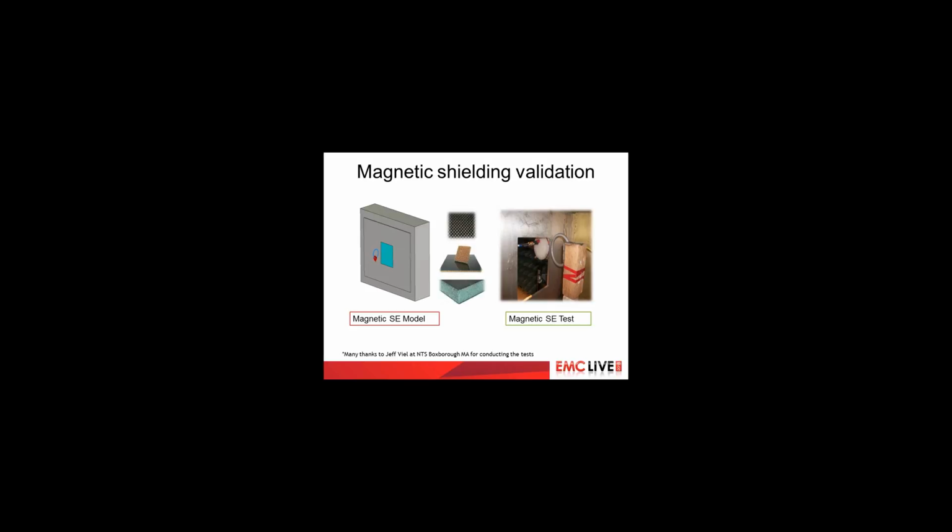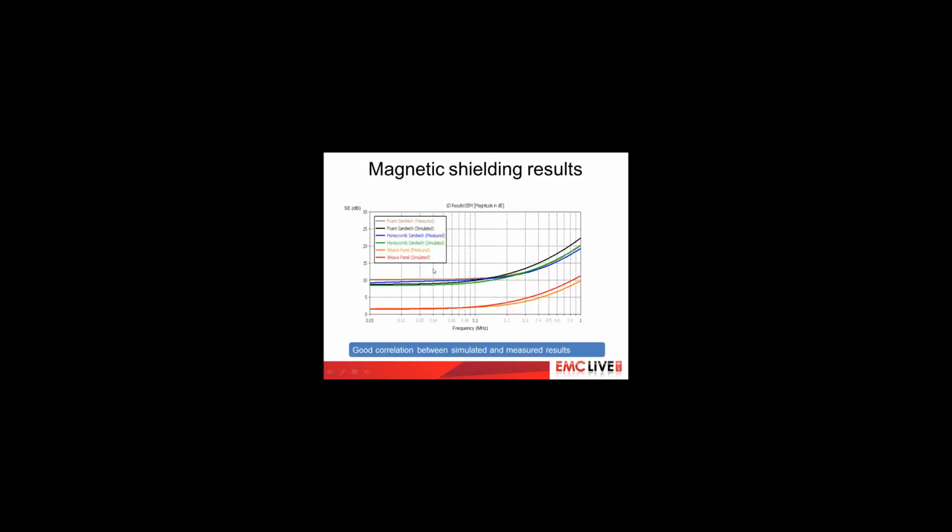We mount these panels in an aperture of a conducting wall which divides a screen room. We radiate the panels with a magnetic field from a loop antenna on one side and measure the transmission to a receive loop on the opposite side. And this allows us to extract the shielding effectiveness. Here you can see the results from the simulation and the measurements for the different panel types.